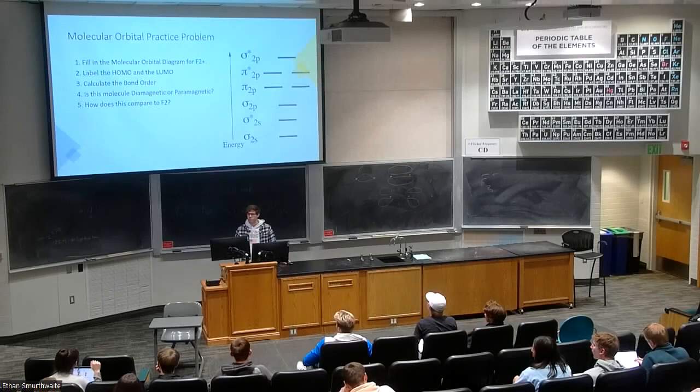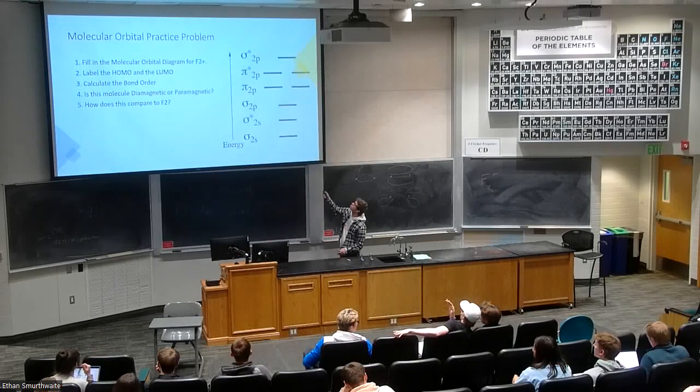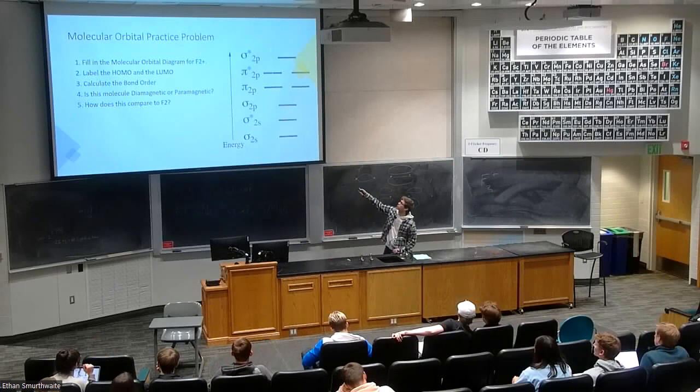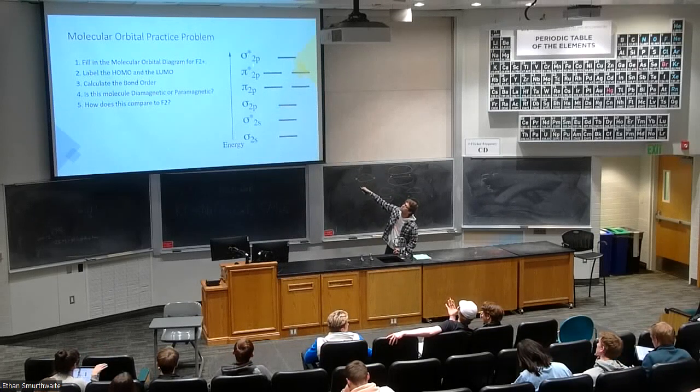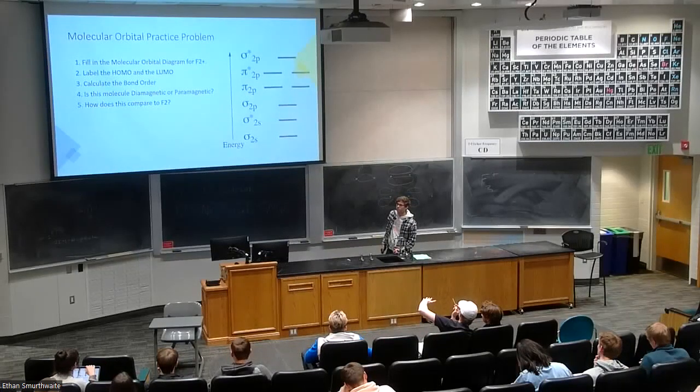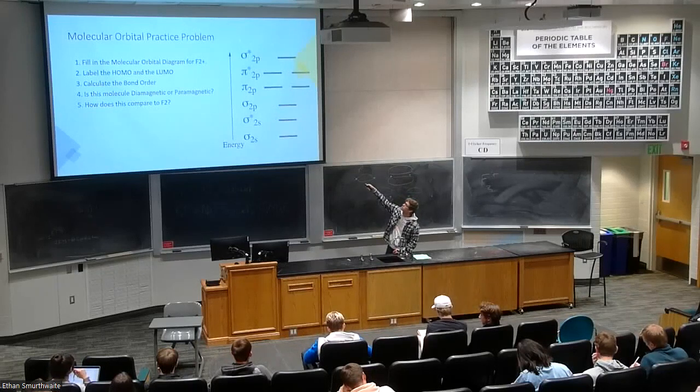On F2? On number 5? Yeah, so you have a HOMO still. So F2, you'd have one more electron. So instead of having 3 here, you'd have 4. Both of these would be full. This would still be your HOMO, right? Because it's the highest occupied one. This would still be the LUMO, right? This one up here would be the LUMO. This would still be the HOMO.